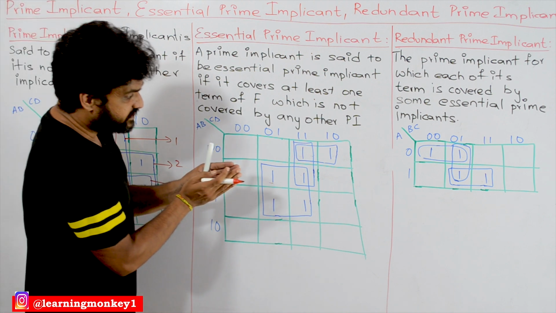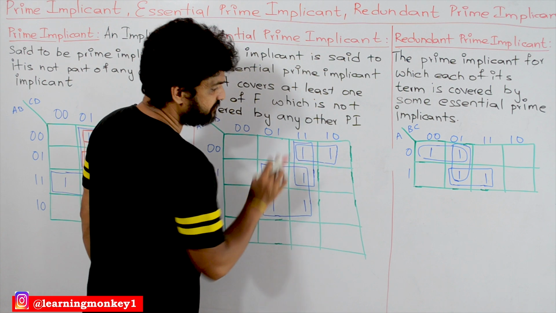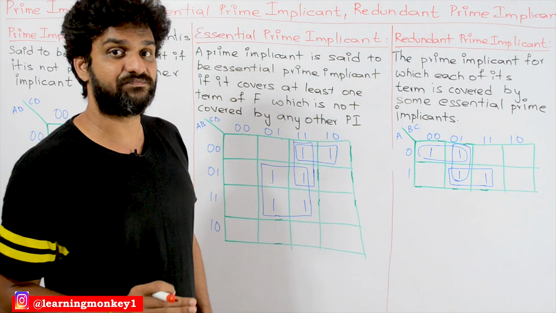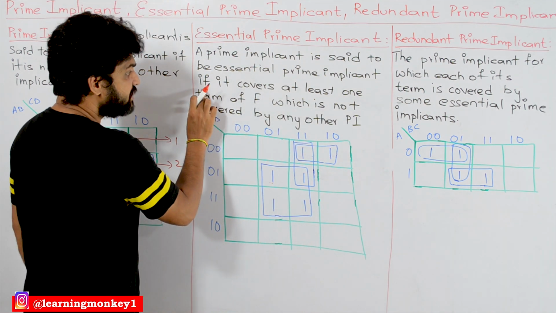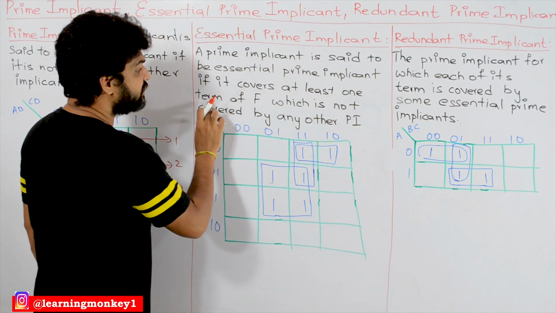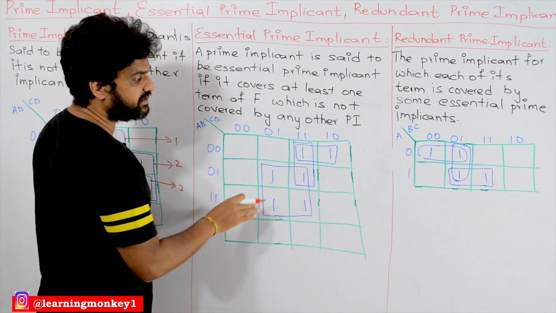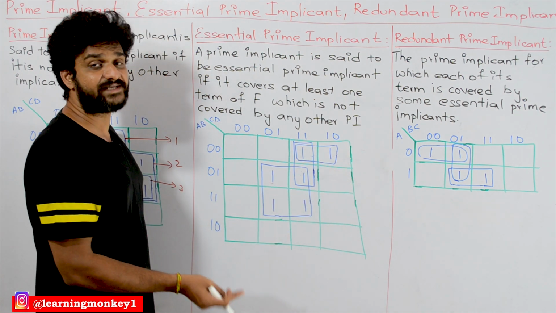So take the implicants as big as possible, and these three are the prime implicants. A prime implicant is called an essential prime implicant if it covers at least one term of F. So all these are the terms. Here we are using min terms. If it is a max term K-map, then we have to use max terms.